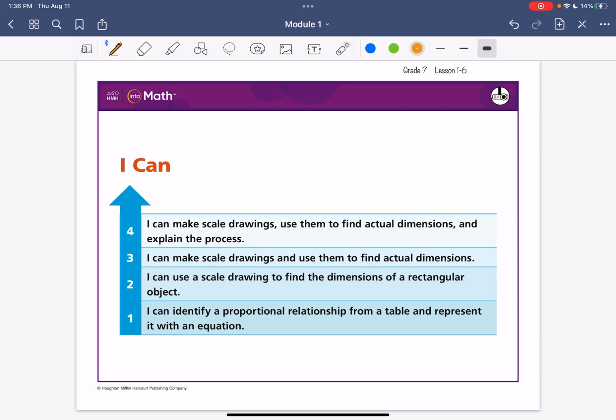All right, lovelies, we are doing grade 7, lesson 1-6. Our I can statement for today is that I can make scale drawings and use them to find actual dimensions. So we'll go from a scale drawing, like a map, and then go to those actual real life dimensions.